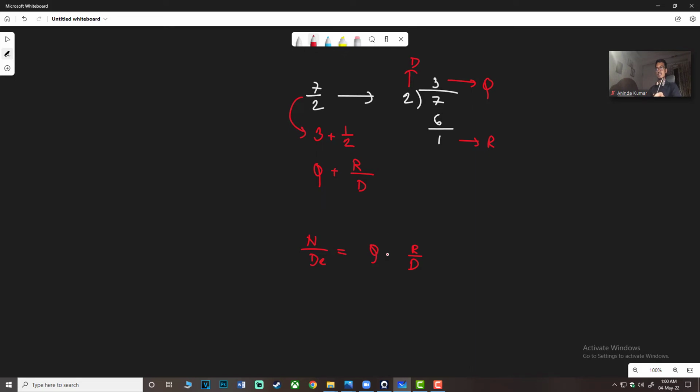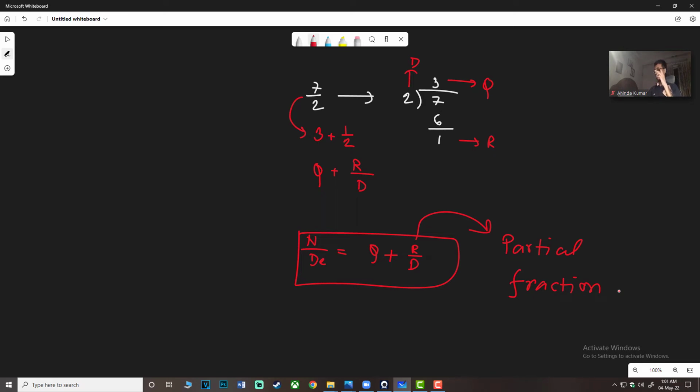You have to follow this format here, that your fraction, the question fraction, can be written as quotient plus remainder by divisor. You follow this and then you break this one into partial fractions, and you will be done with your answer. So let me just give you an example.